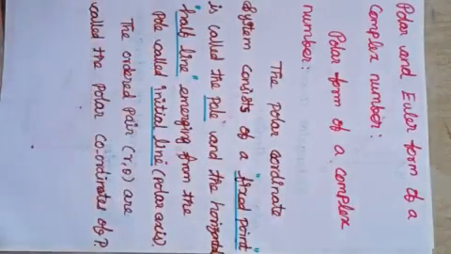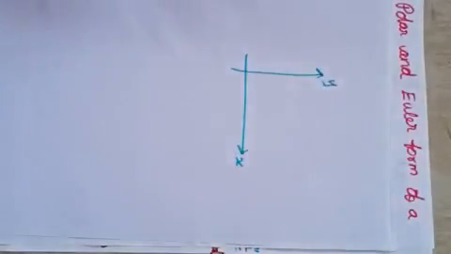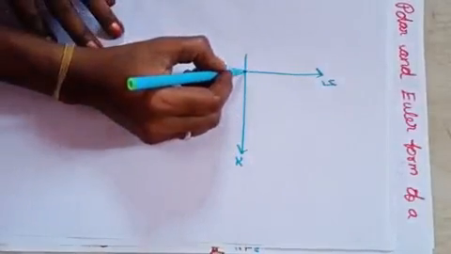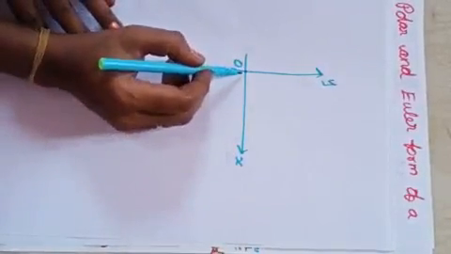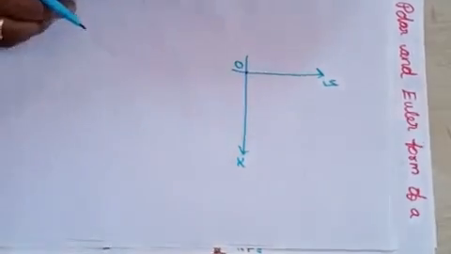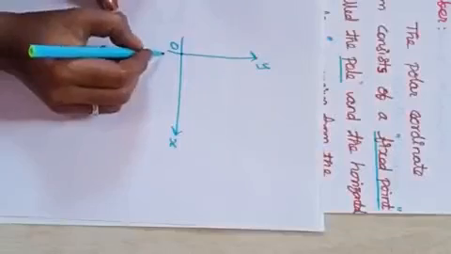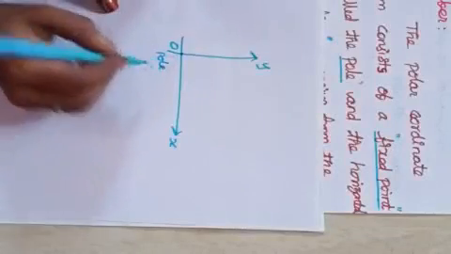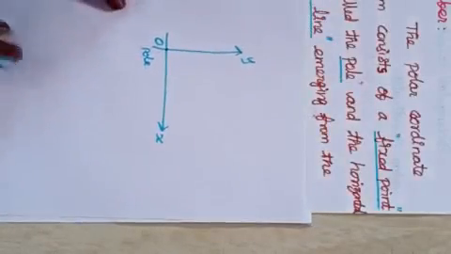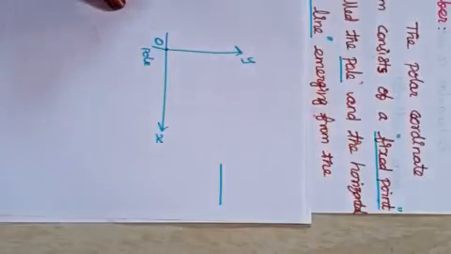See. Take this as the x-axis and this as the y-axis. Now 0, that is the origin. Take this as a fixed point. The fixed point is called a pole. Okay. Next, and the horizontal half line. It is a half line. Am I right?